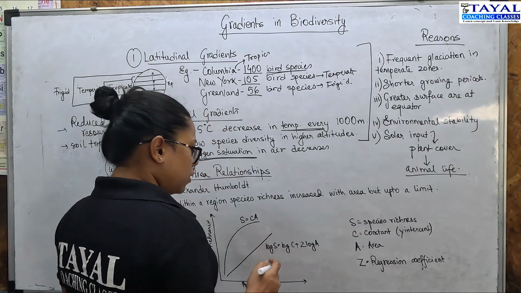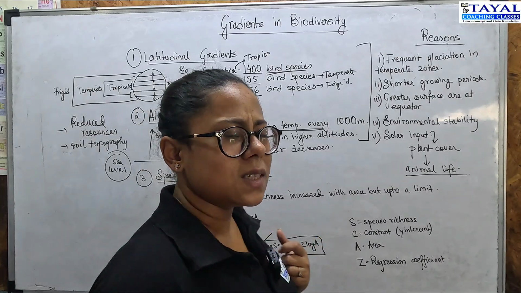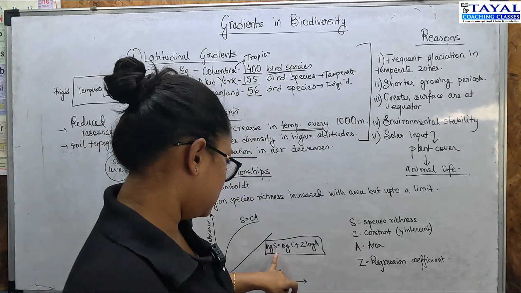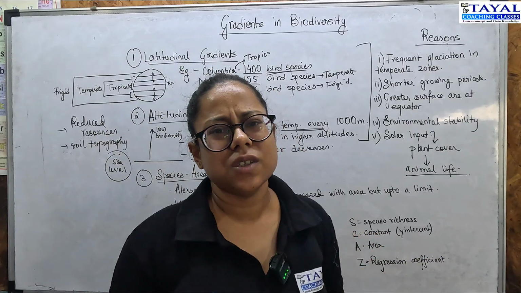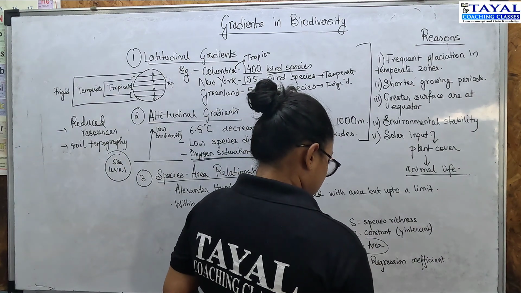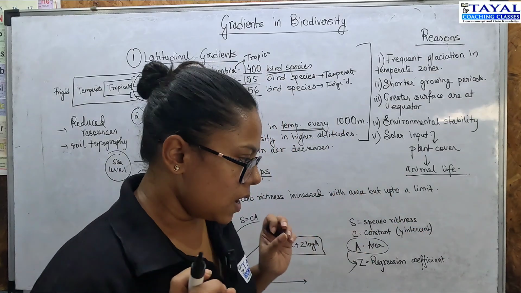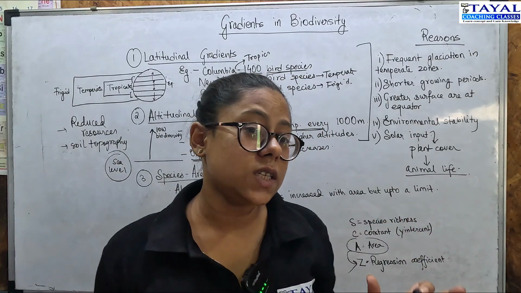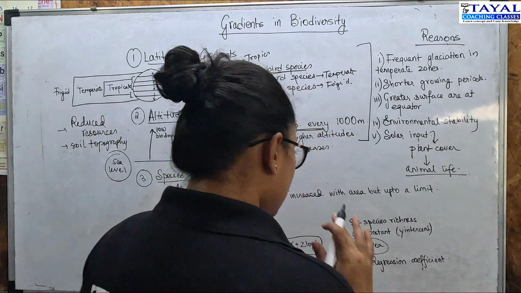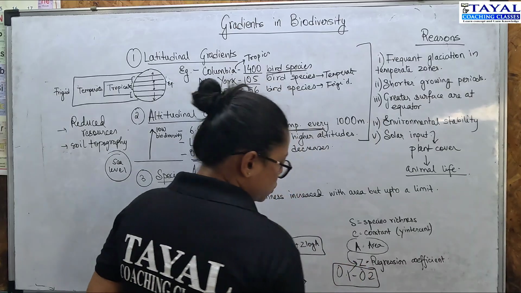Now, when plotted on the log scale, this is a linear curve which is described by this equation: log S equals log C plus Z log A, right? So S is the species richness, which is dependent on the constant C, which is the y-intercept, and the area A, depending on the regression coefficient Z. So how quickly is it regressing? It has been seen that no matter what species we are talking about, and no matter what the area or the region is, Z usually varies between 0.1 to 0.2 for most species in most regions.